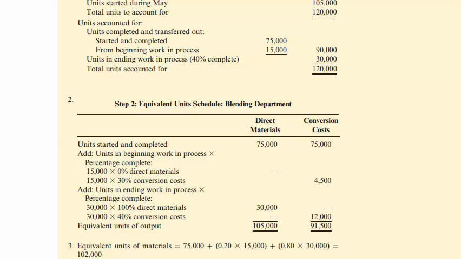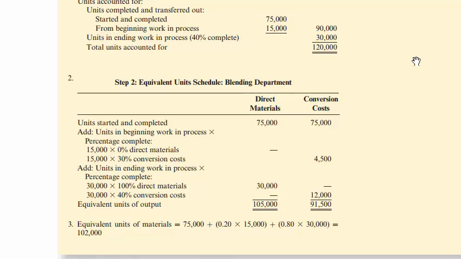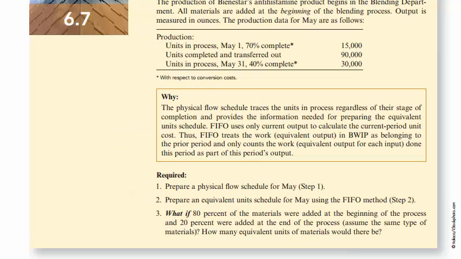Now at step 3, we can determine the equivalent units of materials. 75,000 plus 20% of 15,000 and 80% of 30,000 gets us 102,000. All right, now keep in mind this is the hypothetical situation that answers number 3. So number 3 was, they said, what if 80% of the materials were added at the beginning and 20% were added at the end?